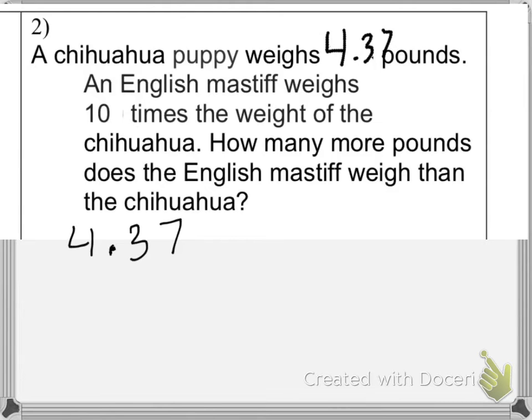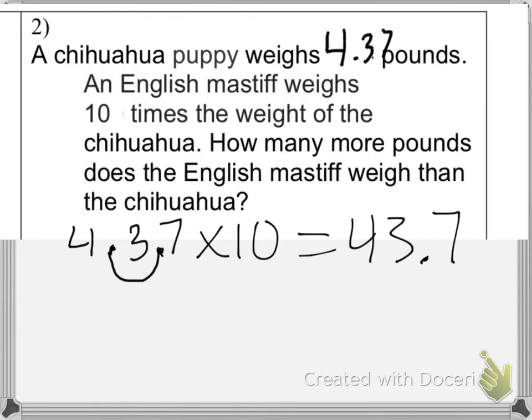4.37, and if you remember correctly, our number system is based off of 10, and if we're multiplying or dividing by powers of 10, all we have to do is move the decimal over. And when we multiply, we're making the number bigger, so we're scooting it over. And we would have 4 and 37 hundredths times 10 would equal 43.7, because we're just moving over the decimal 1 spot because there's only 1 zero right here.